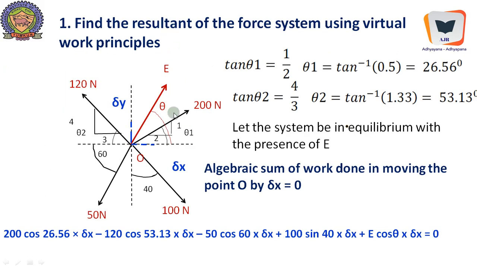So 200 sine 26.56 going up, which is positive. Displacement is also positive. 120 sine 53.13 positive. Displacement is also positive, del y. And as far as the 50 Newton force is concerned, it is 50 sine 60 negative, but the displacement is positive. Force is negative. And here once again 100 cos 40 is negative and the displacement is positive.